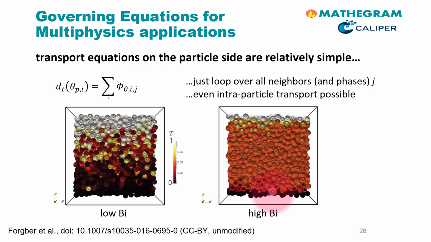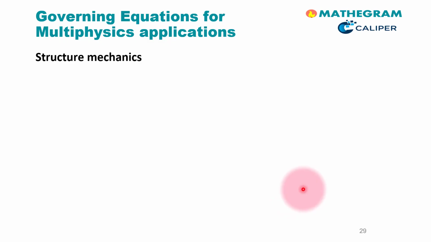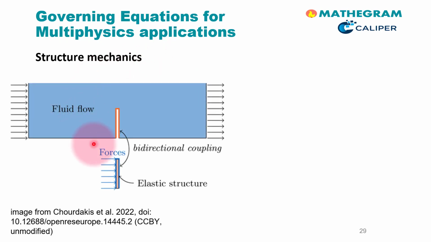We now switch to another physical phenomenon relevant for coupled fluid particle simulations, and which is structure mechanics. Therefore, let us consider a flow situation as sketched here in the image that was taken from Jourdakis et al. This is a classical benchmark for this type of simulation models and consists of a fluid flow domain, shown here in blue, and an elastic structure that is attached to the bottom wall and shown here in red.